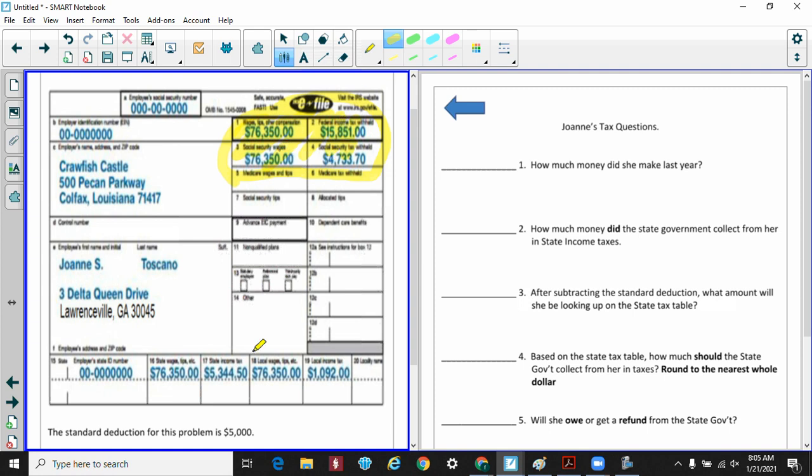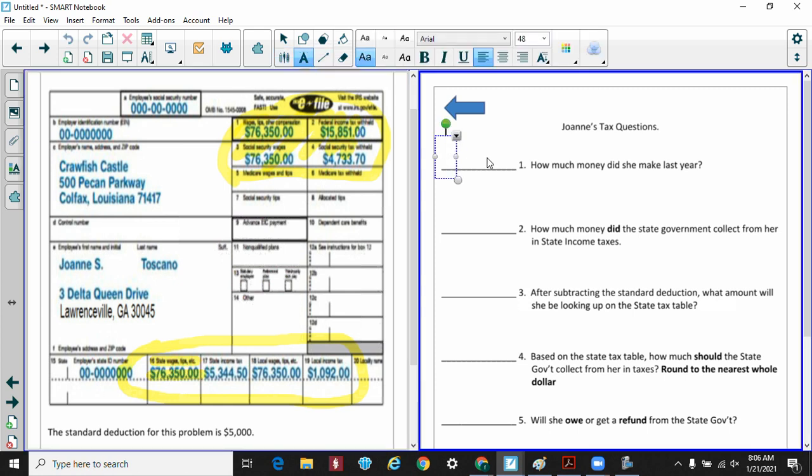What we're looking for is state. On this W-2, the state information can be found on the bottom. So again, federal up top, state down bottom. It's very small print, but state. So how much money did she make last year? Well, down here it says 76,350. How much did the state government collect from her?